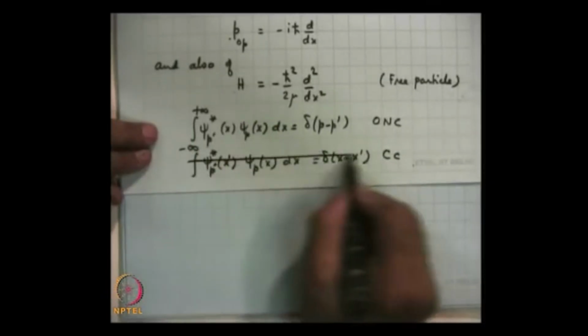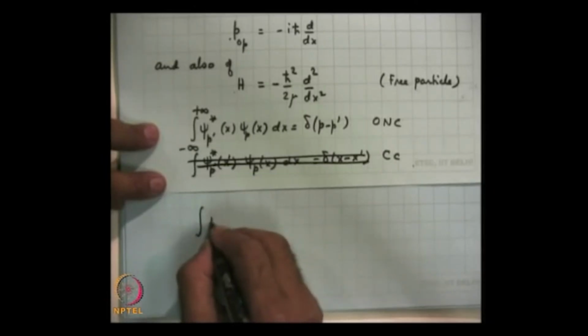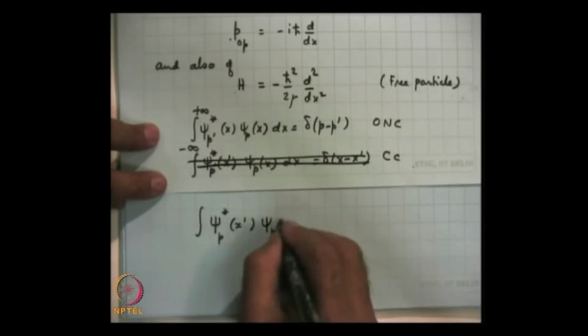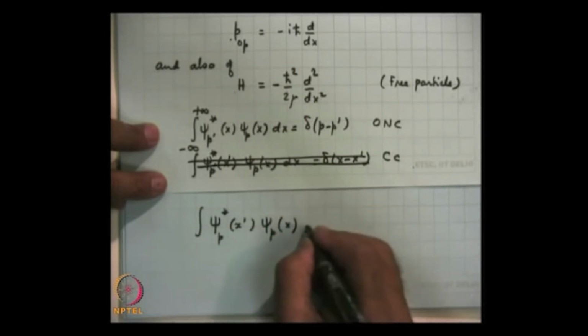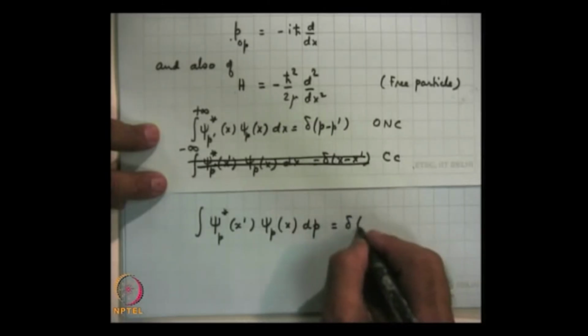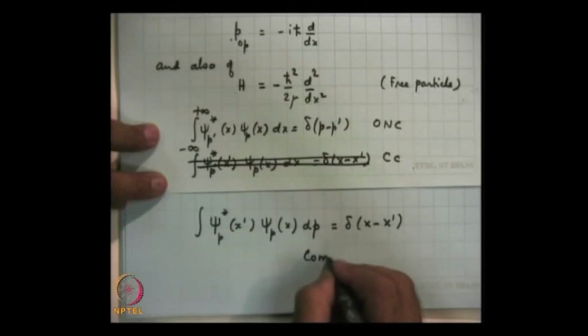Let me rewrite this again. I have not written this carefully. So, this is the integral of psi p star of x prime times psi p of x dp is equal to delta of x minus x prime. This is the completeness condition.